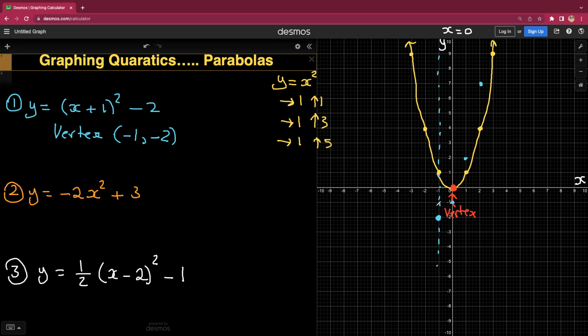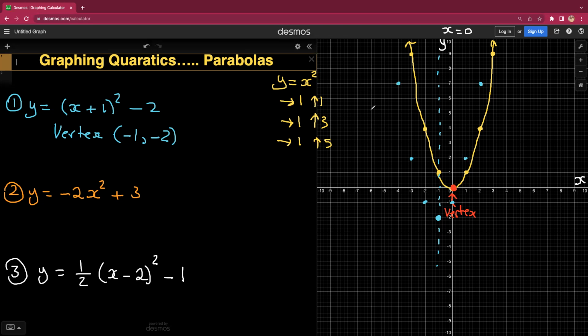Now I reflect all these points in the axis of symmetry. So this one is 1 away from the axis of symmetry. So I go 1 away on the other side and I have my other point. This is 2 away from the axis of symmetry. So I go 2 away, and I get my other point. And this is 3 away. Then I go 3 away, and I have my other point.